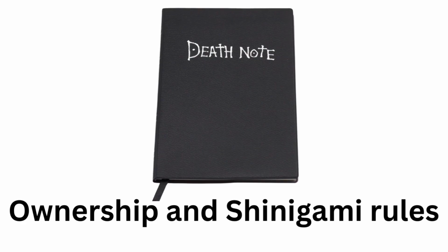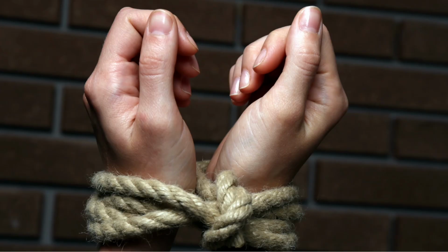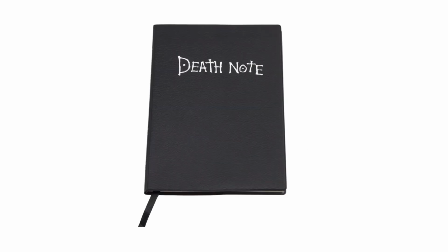Ownership and Shinigami rules. The Death Note is always tied to its owner. If someone touches the notebook, they can see the Shinigami that owns it, but they don't gain the ability to use it unless ownership is transferred. If a person gives up ownership, they lose all memories of the Death Note unless they touch it again.